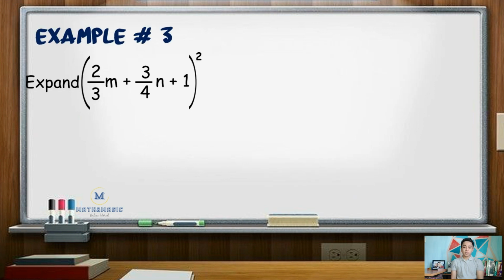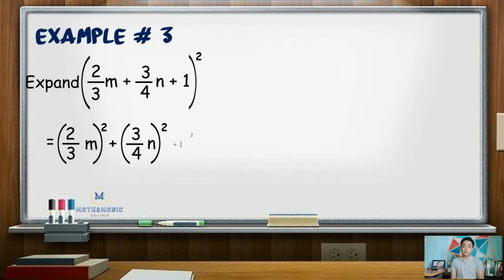Also another example, say find the square of the trinomial 2/3 m plus 3/4 n plus 1. Repeating the steps presented earlier, get the square of the first three terms. So the square of 2/3 m is 4 over 9 m squared plus the square of 3/4 n, that is 9 over 16 n squared. The square of 1 is positive 1, so plus 1, plus twice the product of 2/3 m and 3/4 n.